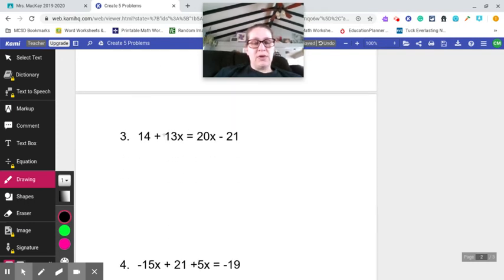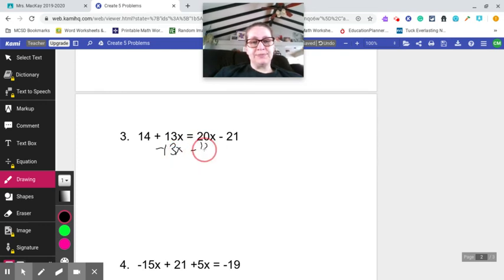I'm going to look for my smallest x. I have 13x and I have 20x. My smallest x is 13, so I'm going to subtract 13 from both sides. Okay, these cancel each other out. Leaves me with 14. 20 minus 13 is 7.